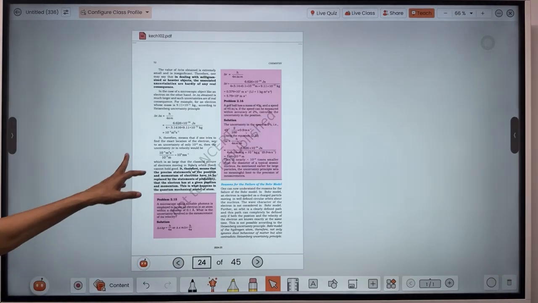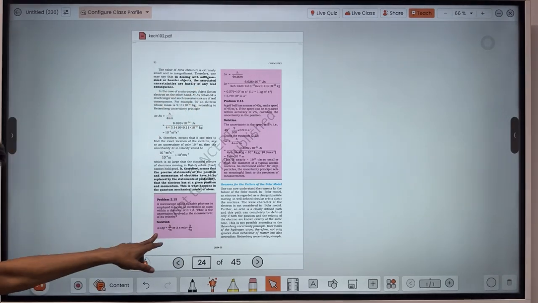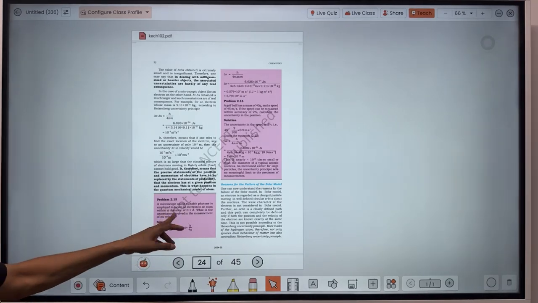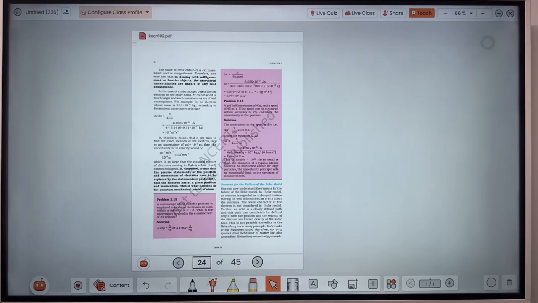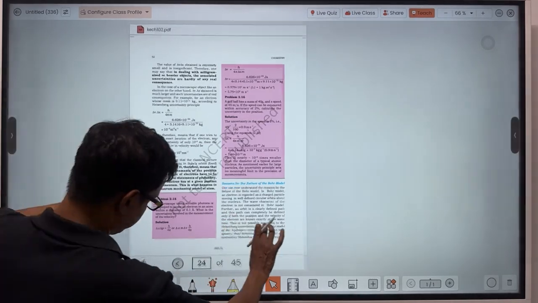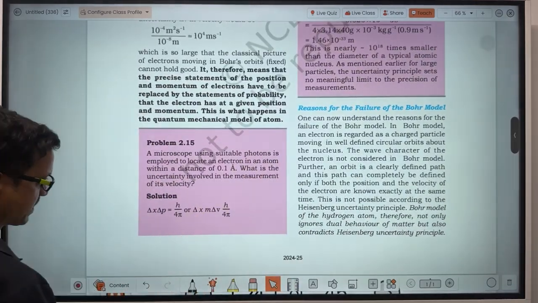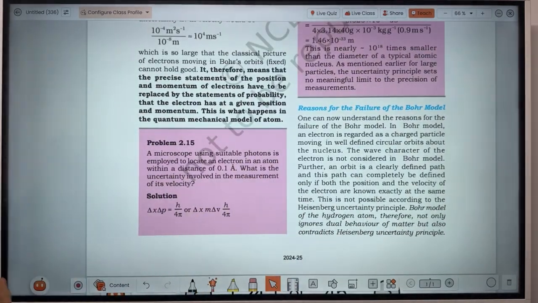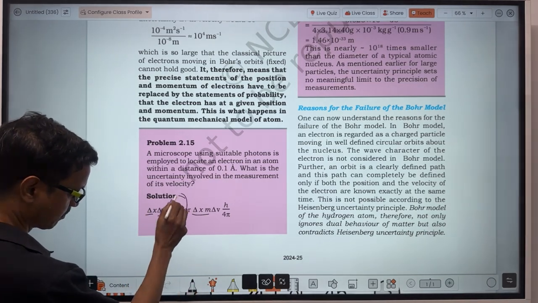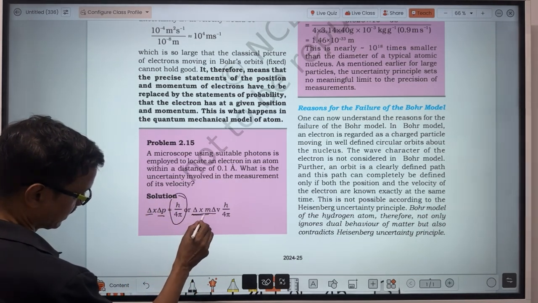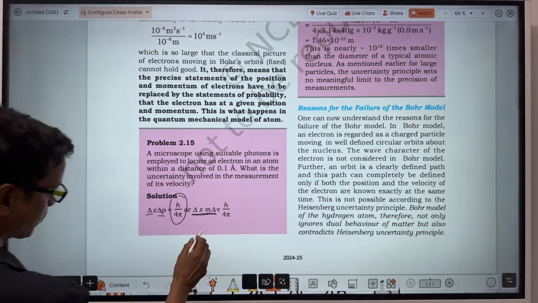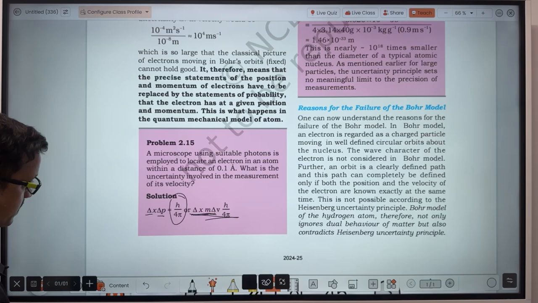So that will be equal to, and here the uncertainty in velocity you have to find out. The momentum has been expressed as m delta v here. So delta x delta p equal to h upon 4 pi, that is, delta x into m into delta v will be equal to h upon 4 pi. That is a mistake here, a printing mistake.